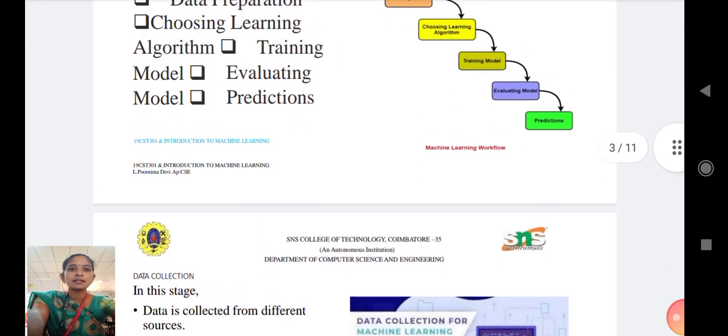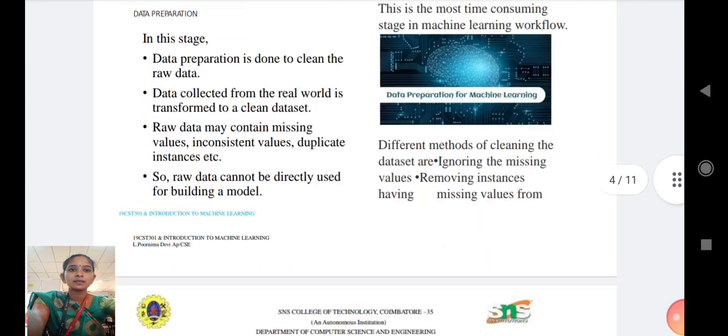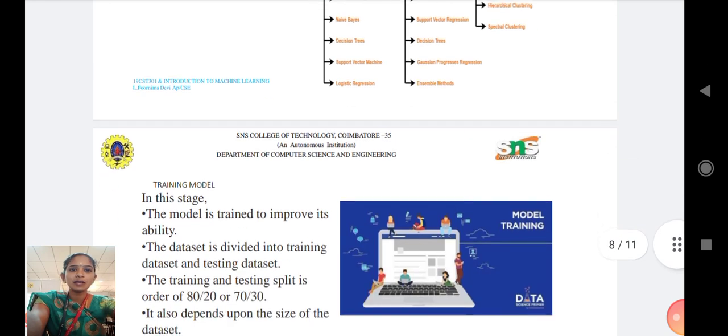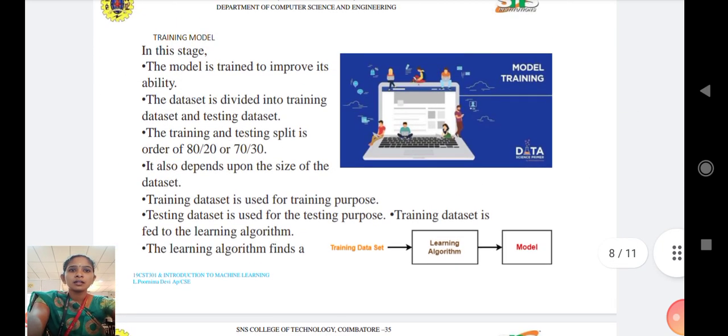The next one is training model. The training model which we use tries to improve its ability. The data set is divided into a training data set and a testing data set. Now in the training model step, we train our model to improve its performance for a better outcome of the problem. We use data sets to train the model using various learning algorithms. Training a model is required so that it can understand the various patterns, rules, and features.